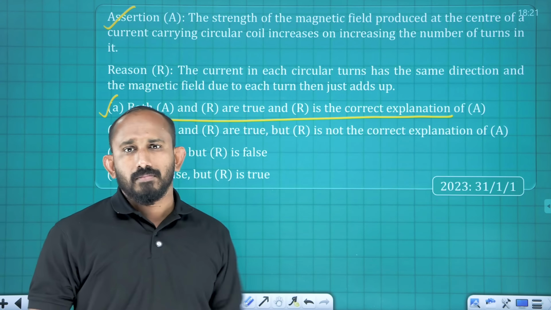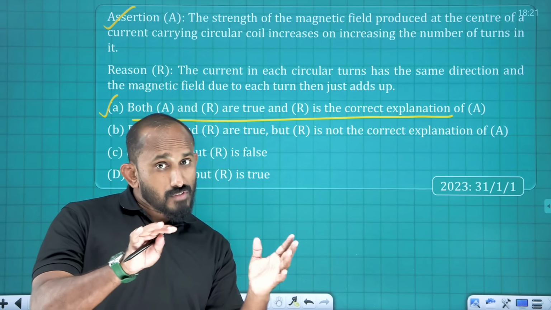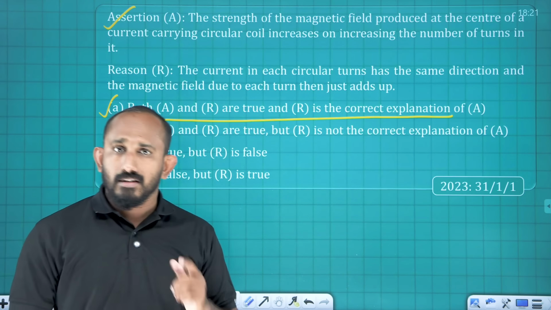2023, one of the region question. Pause the video and analyze the question statement again. Let's go to the next question.